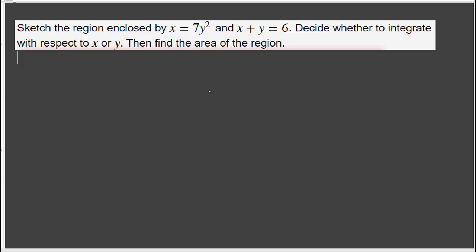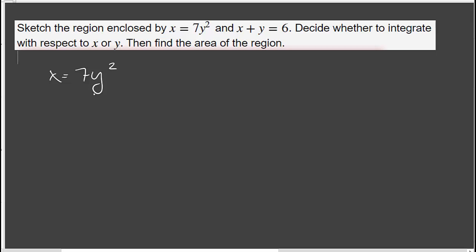So in this problem, we want to find the area of the region enclosed by x equals 7y squared and x plus y equals 6. And to do that, we need to decide whether we're going to be integrating with respect to x or y. So the first thing we want to do here is to graph the region. And in order to do that on a graphing calculator, we need to have both functions expressed in terms of x.